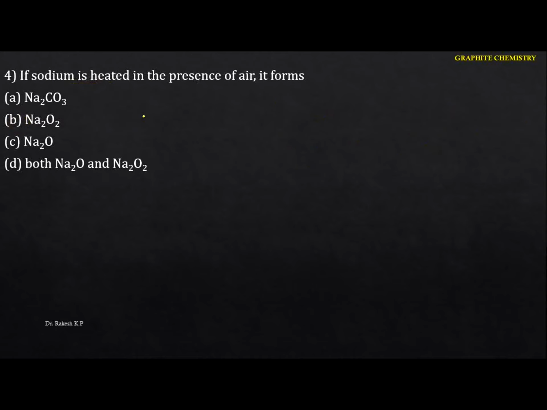If sodium is heated in the presence of air, it forms. Now see this one. Suppose you take sodium and heat it with air, that is oxygen. See the possibilities of what you are going to get. One is sodium oxide, and we also get sodium peroxide. Here we have to take 6 and here it will be 2, here also 2. It forms the normal oxide and also the peroxide. Hence in this case the option is D. Next one.